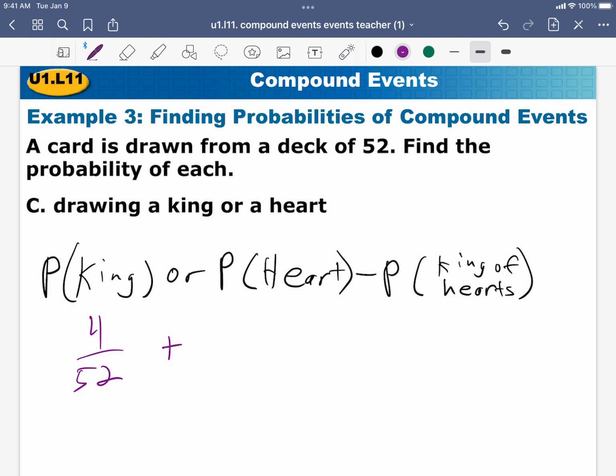Or means we're going to add the probability of a heart. There are 13 out of the 52 hearts. And then we have to subtract the king of hearts. There is 1 king of hearts. So this probability would be 16 out of 52, which we can simplify down to be 4 out of 13. There's a 4 out of 13 possibility of drawing a king or a heart out of the deck of cards.